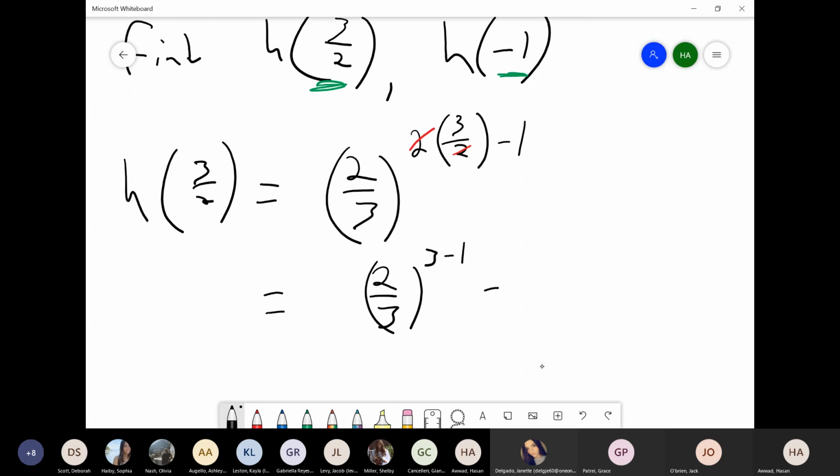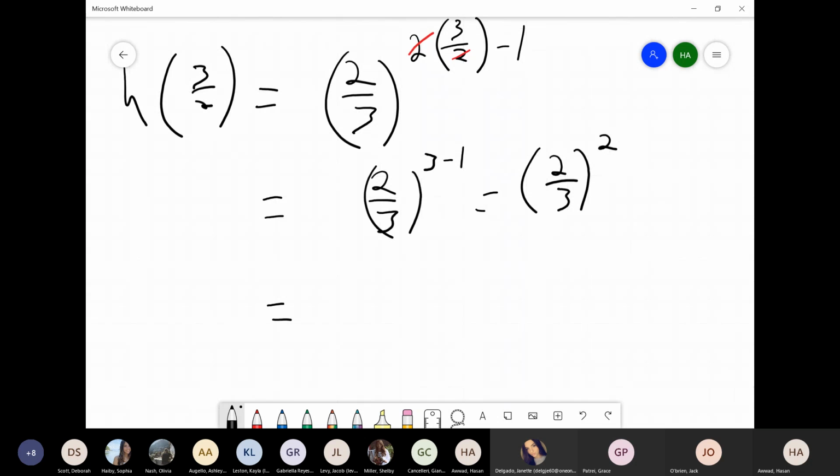And what's 3 minus 1? Well, that's just 2. So we have 2/3 squared. And how do we handle an exponent being applied to a fraction? We apply that exponent to both the numerator and the denominator. So 2 squared and 3 squared.